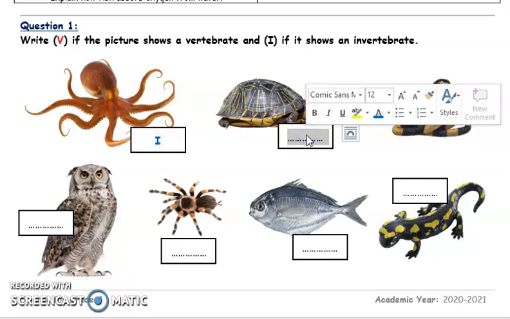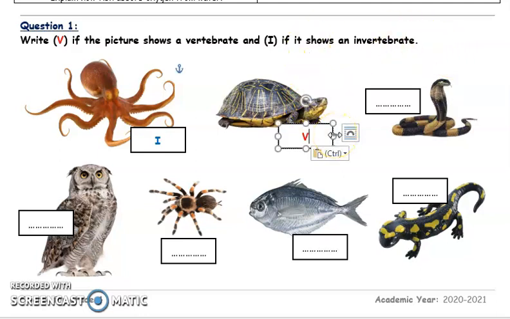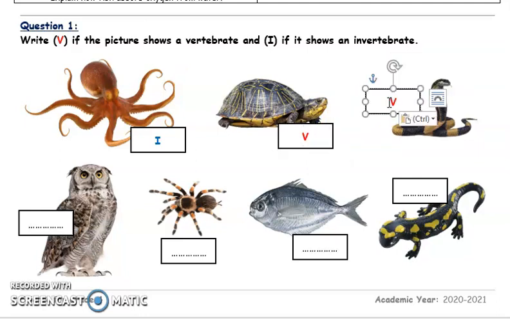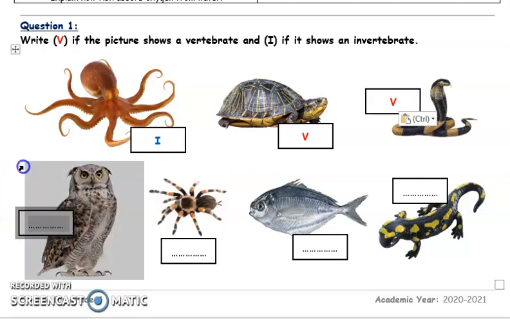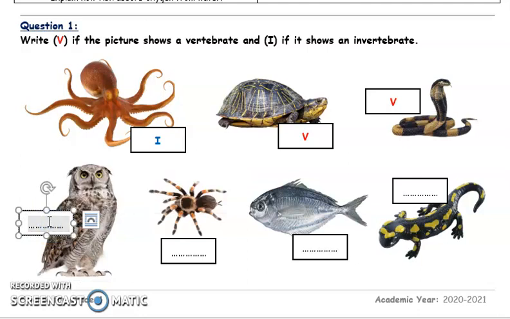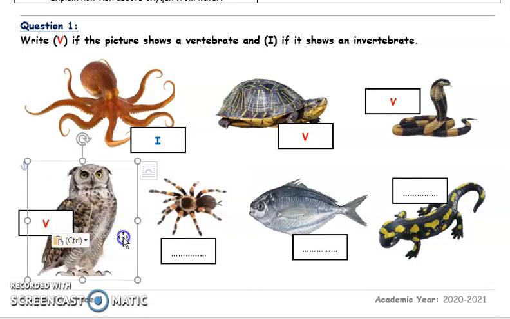The turtle has a backbone. So this animal is a vertebrate. Snakes also have a backbone. These are animals with bones. So this is a vertebrate. Birds too. This is the owl. The owl is a bird. It has a backbone. So the owl is classified as a vertebrate.